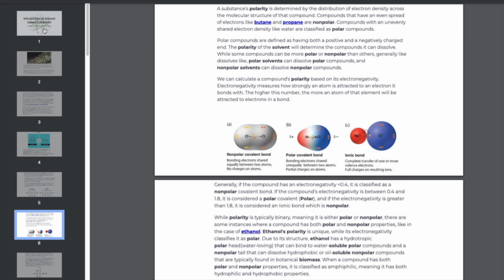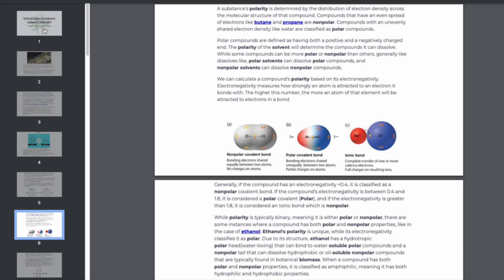A substance's polarity is determined by the distribution of electron density across the molecular structure of that compound. Compounds that have an even spread of electrons, like butane and propane, are nonpolar. Compounds with an unevenly shared electron density, like water, are classified as polar compounds. Polar compounds are defined as having both a positive and a negatively charged end.